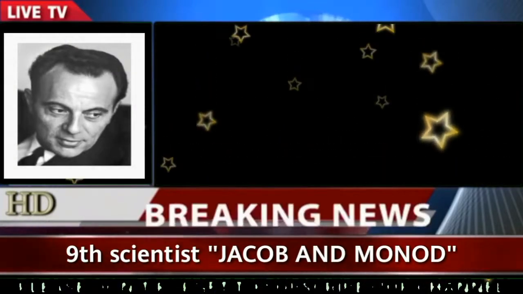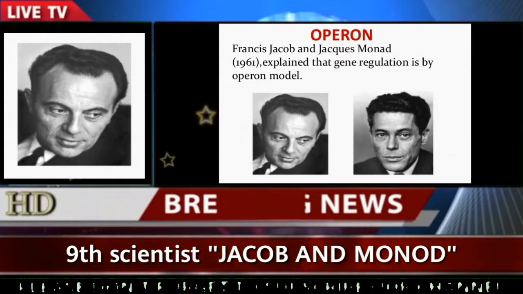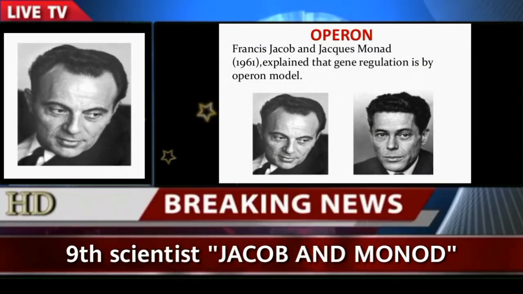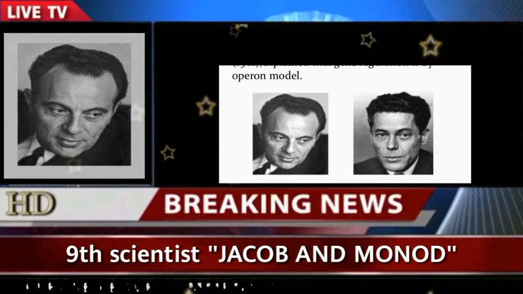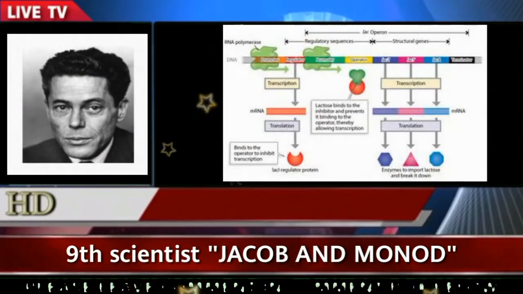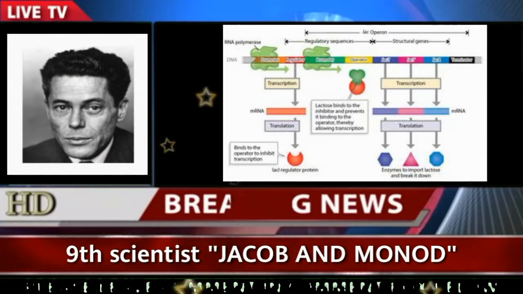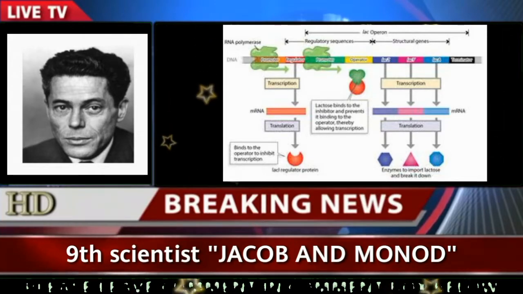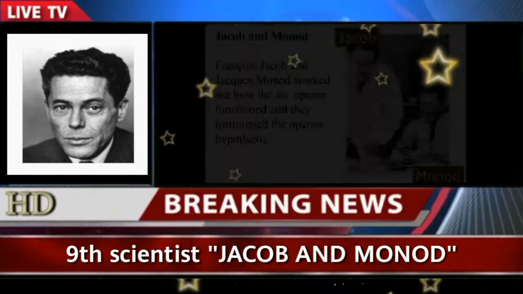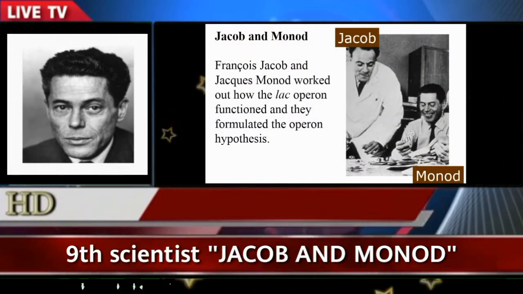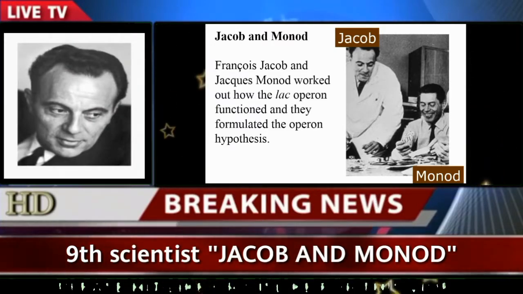Jacob and Monod. In 1966, the Jacob-Monod model for gene expression described the very first genetic regulatory mechanism to be understood clearly. It was first described by French biologists François Jacob and Jacques Monod, who originated the idea that the control of enzyme levels in cells occurs through the regulation of transcription.